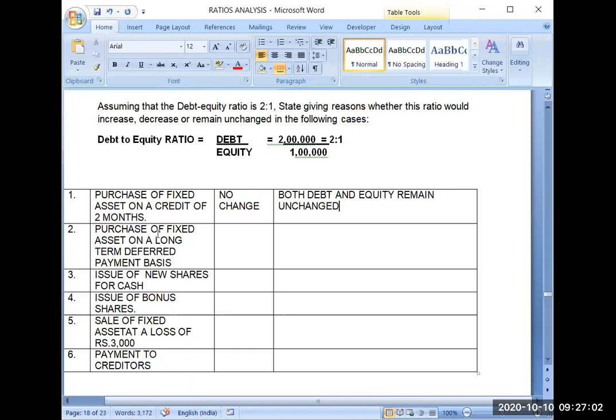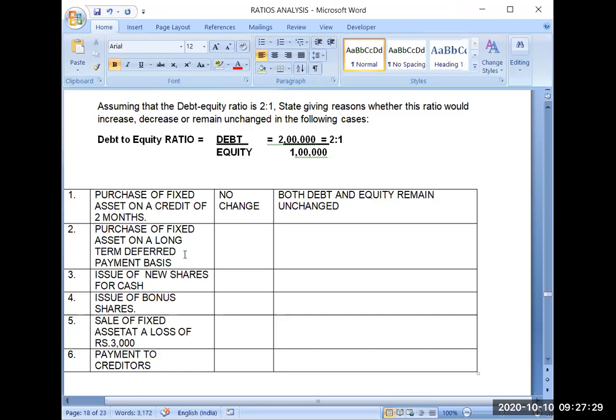Now next is purchase of fixed asset on a long-term deferred payment basis. Now again you are purchasing a fixed asset, but this time you are purchasing on the terms of long-term deferred payment basis, means the credit will be for long-term. Now the credit is not of short-term. So what will happen, your non-current liability will increase, means your debt will increase.